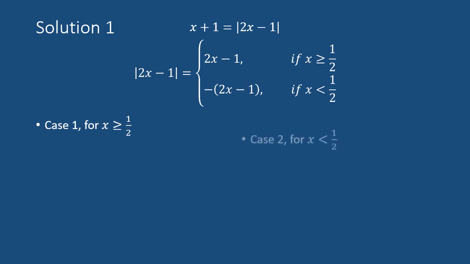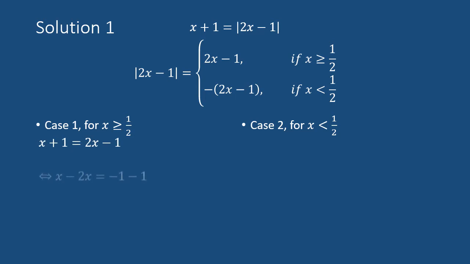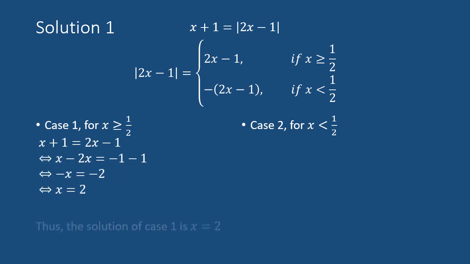The first case is for x greater than or equal to 1 over 2. So we can use 2x minus 1 to replace the absolute value of 2x minus 1. So it becomes x plus 1 equals 2x minus 1. And then we can solve this equation. So we have the solution of case 1: x equals 2.